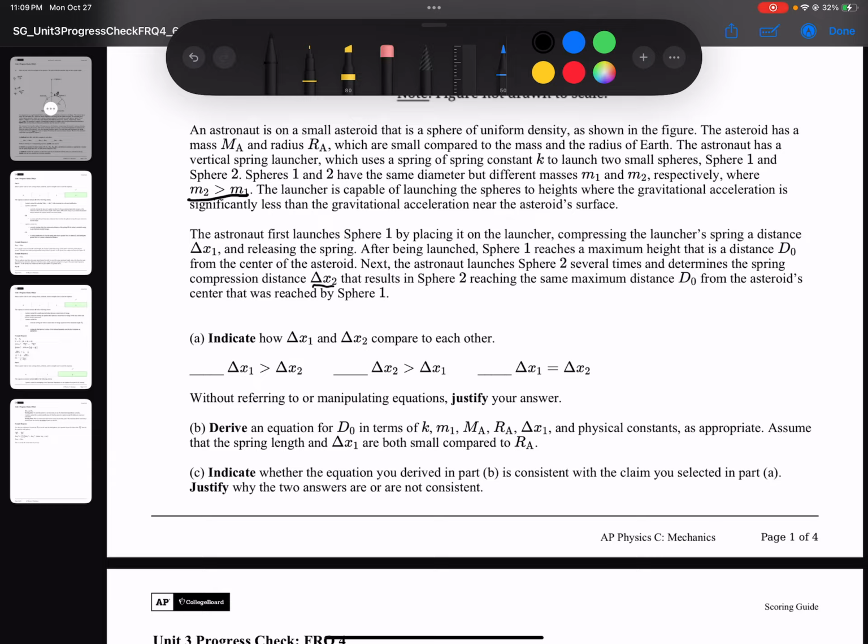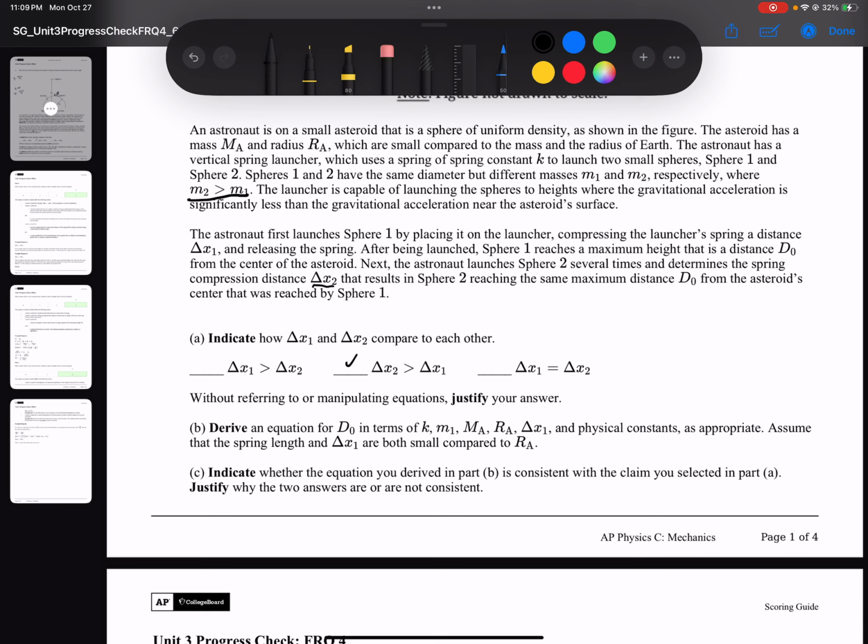So the spring, delta x2, has to be larger than delta x1 because the same spring launches a heavier, more massive ball to the same height. The only way for that to be true, if there's more energy stored in the spring, is that it has more compression than in the original setup. And it says, without referring to manipulating equations, justify your answer. That's the basic idea, right?